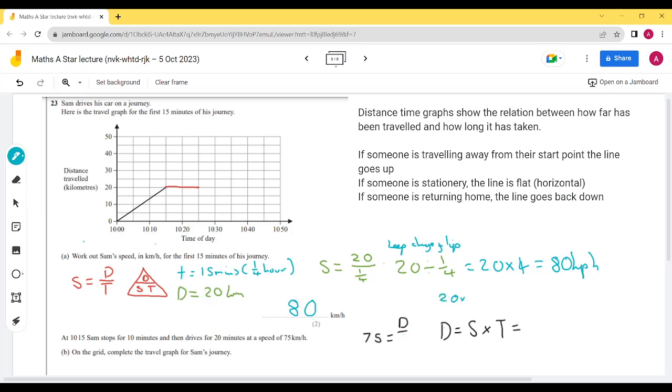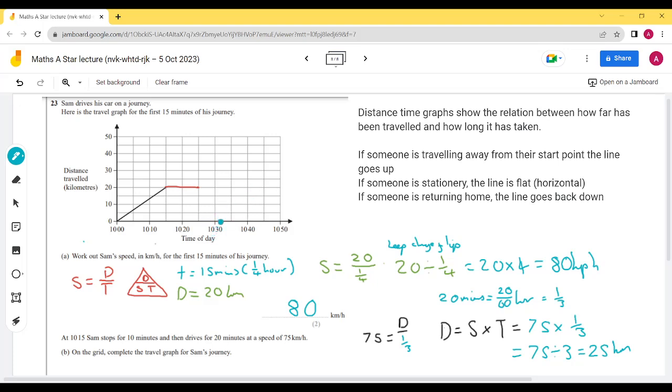So 20 minutes equals 20 60ths, because that's 60 minutes in an hour, equals 1/3. So really it would be 1/3 here. So it would be 75 times 1/3, which is the same as 75 divided by 3, equals 25 kilometers. So always be really, really careful with that. Always make sure you convert into the best form possible between minutes and hours on any question with this.